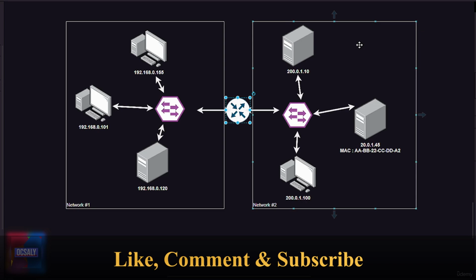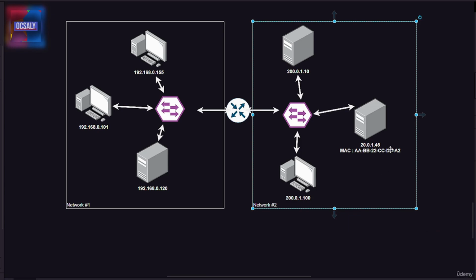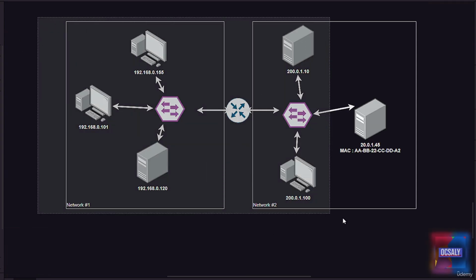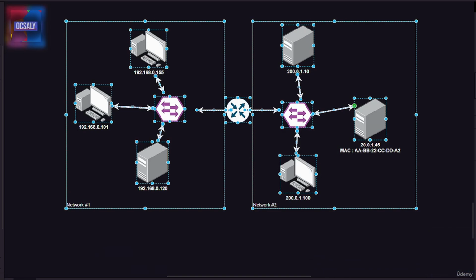The router looks up the MAC address of this IP address, 20.0.1.45, encapsulates the original IP packet into a new Ethernet frame, and sends it onto network number 2. The destination node receives the Ethernet frame, unpacks the IP packet, and processes its contents. And this routing process might be repeated multiple times.